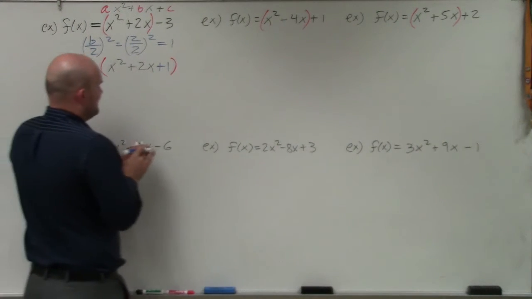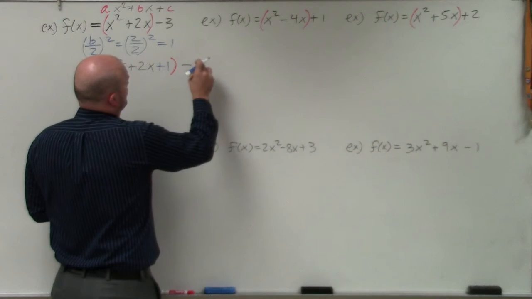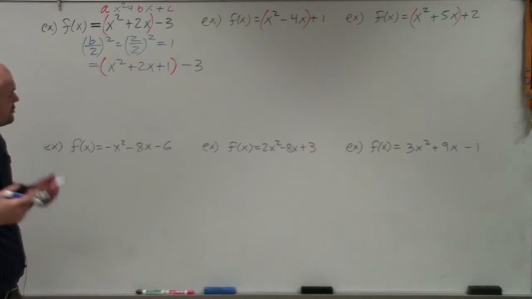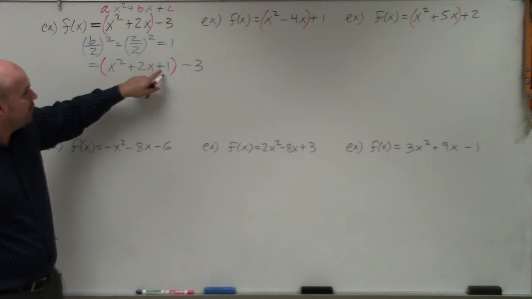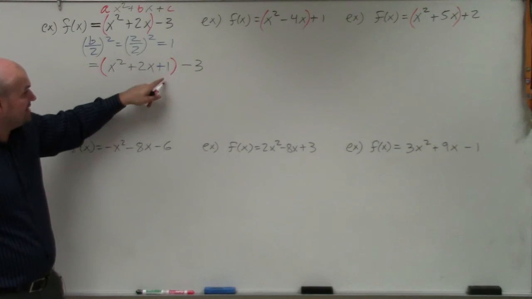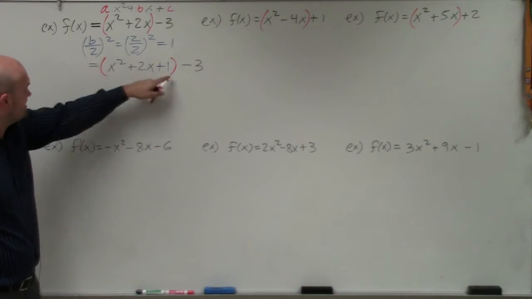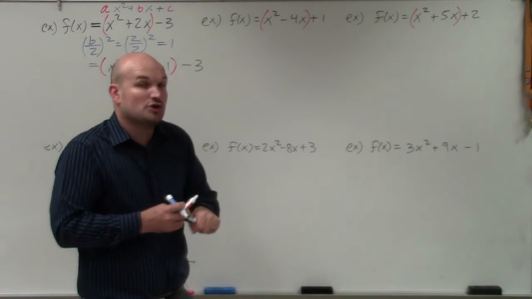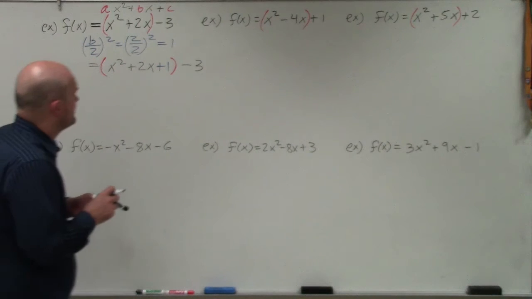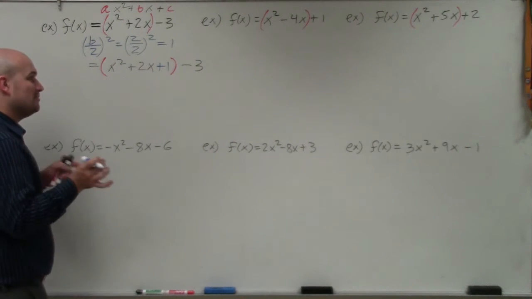And then still have the minus 3 in the end. OK? So what I've done by doing b divided by 2 and squaring it, adding 1, basically what you can see here is I have now a perfect square trinomial, which again I'll explain in a little bit shorter term, and then we'll go through some longer ones. Now, there's a couple important things here.